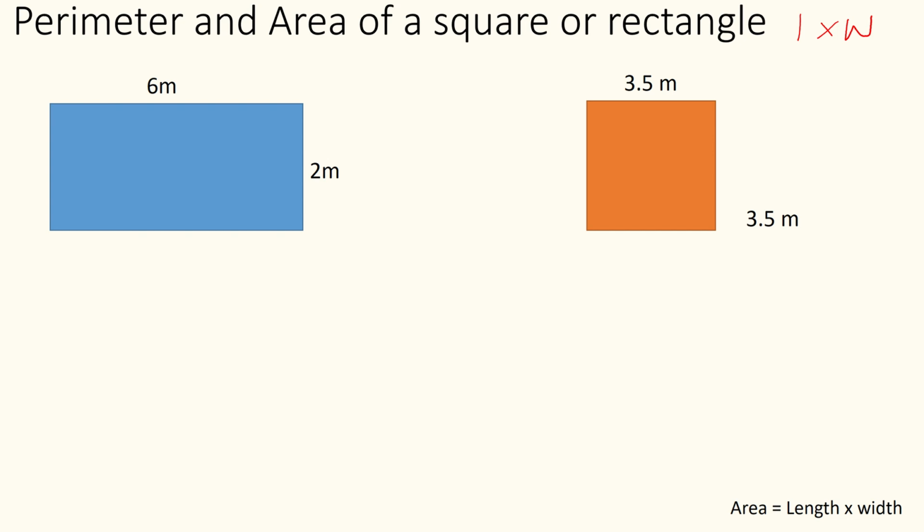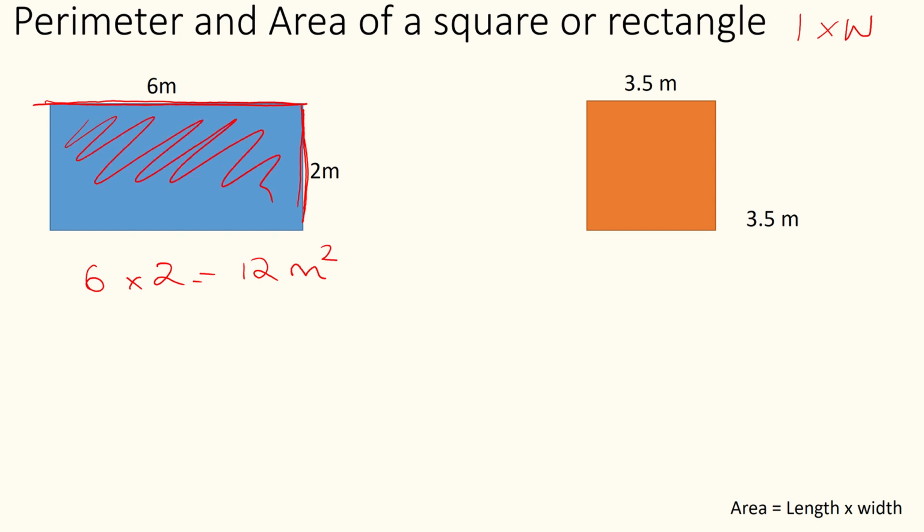Technically, the length is the longest side. So the remaining side, which is the width, would be the 2, but it doesn't matter in this case. So 6 times 2 equals 12 meters squared. So the area, that's the space inside the shape, should have said that from the start. The space inside that shape is 12 meters squared. Don't forget the 2, that means it's squared, or that you've timesed 2 numbers together.